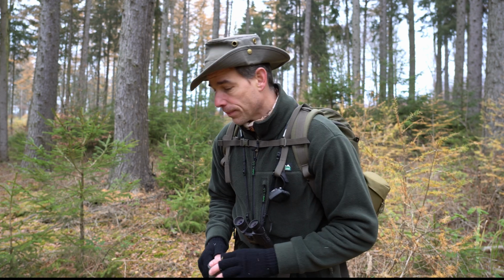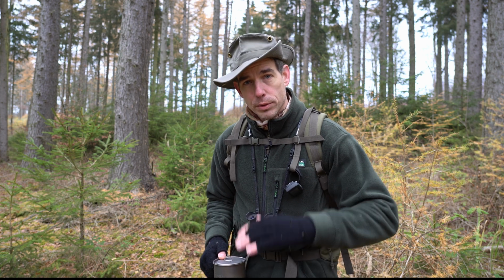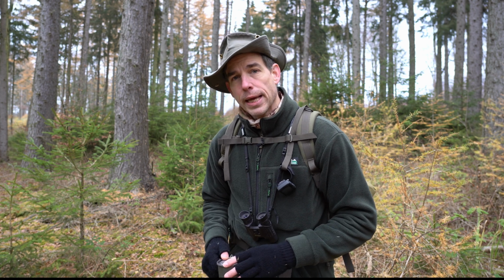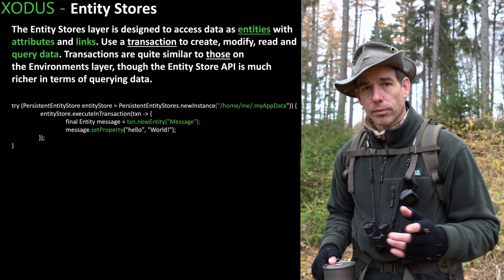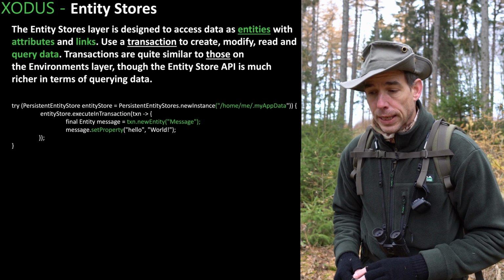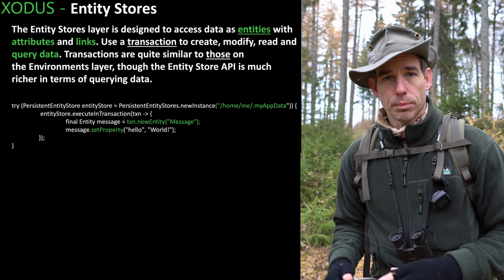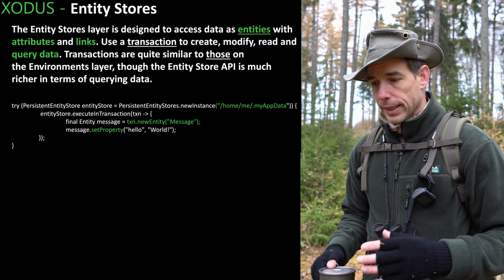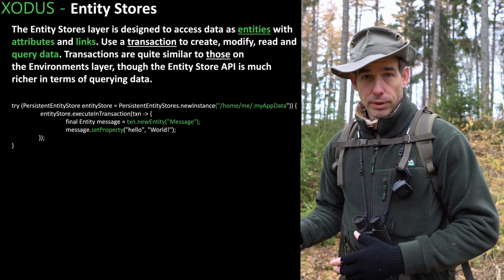Entity stores. The next one are entity stores. We had now these key value pairs. This is the lowest level of the Xodus API. The next layer on top of it is called entity stores. Again, you're adding the dependency for entity stores. I will show it somewhere here, I'll read it in the documentation. And the point of this entity store is that you now have the possibility not only to have key value stores or key value pairs.